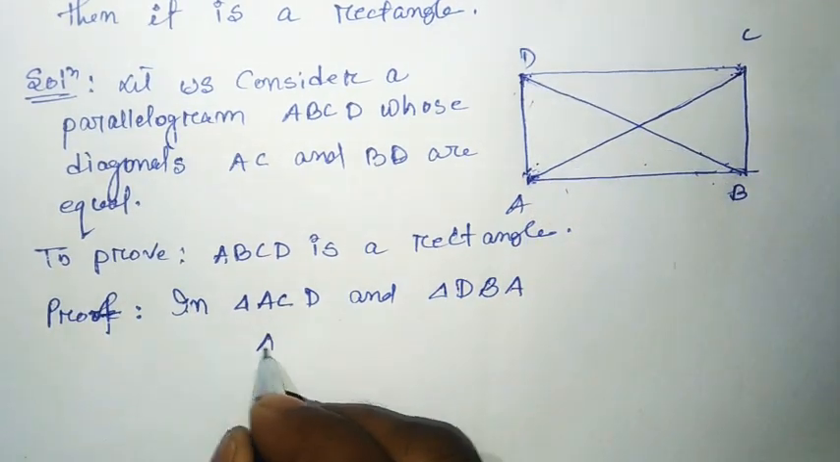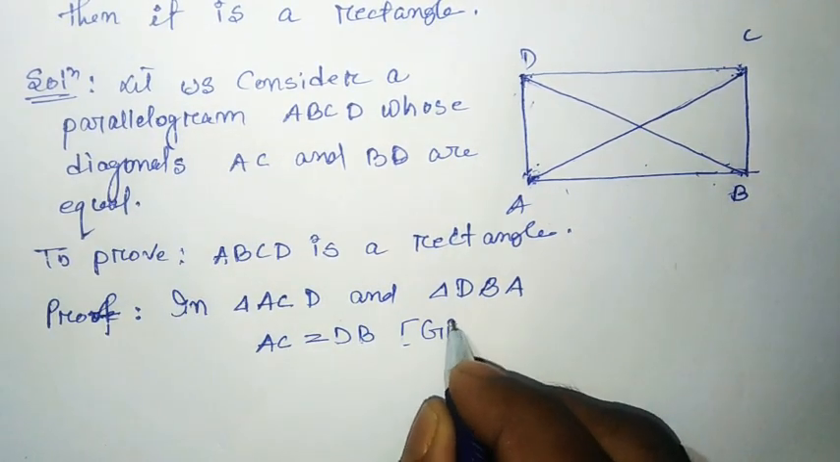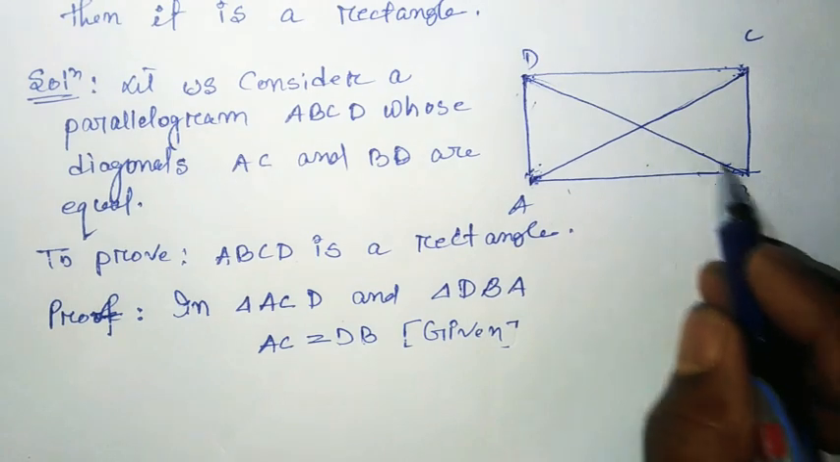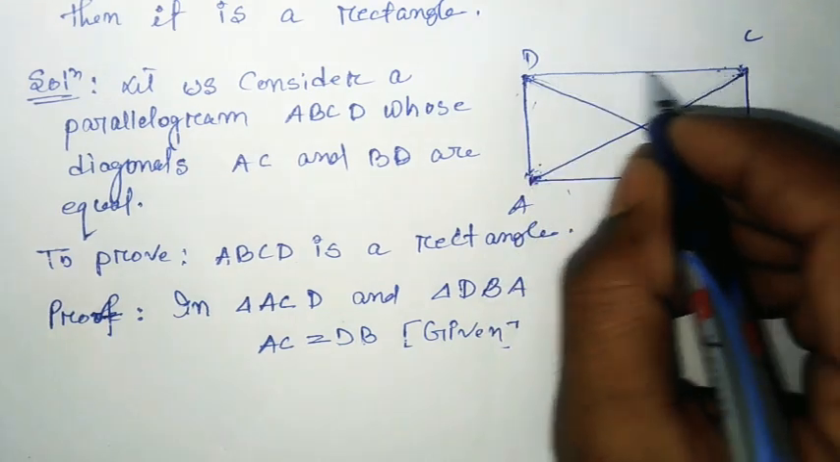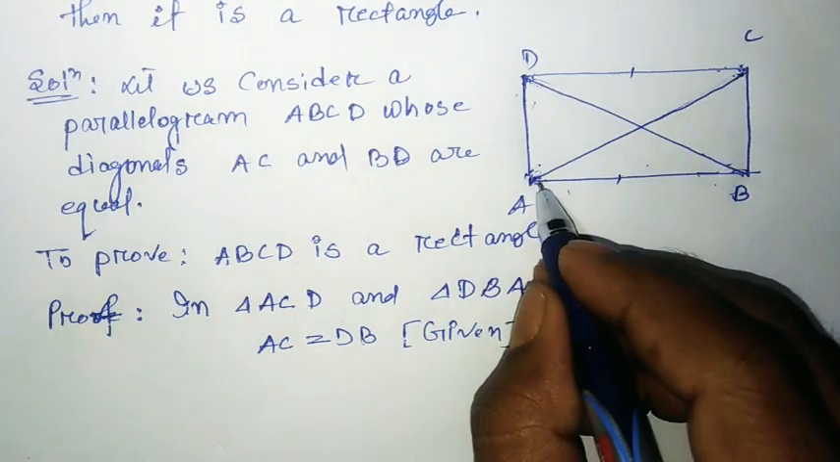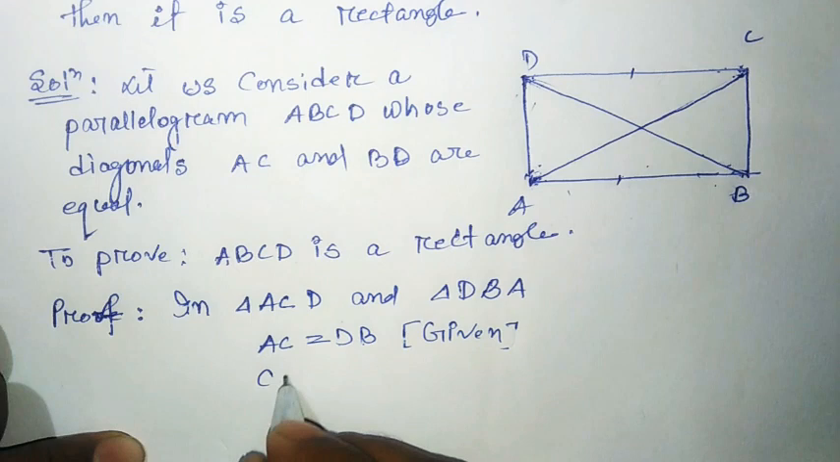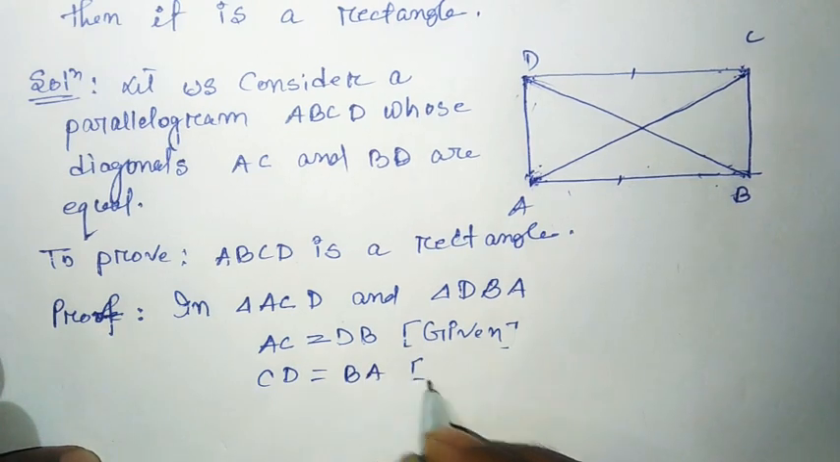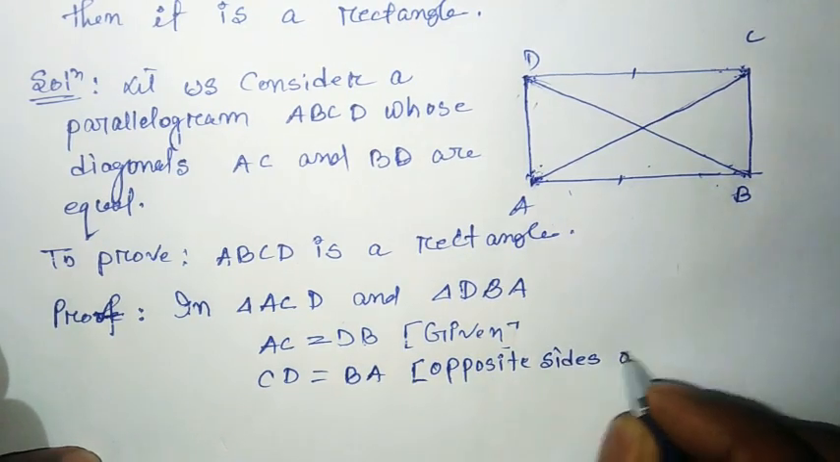So what parts are equal in these two triangles? AC is equal to DB, as it is said. Diagonals are equal, given. Can we write these two sides? AB is equal to CD. Yes, because opposite sides of a parallelogram are equal. ACD is taken first, so CD is equal to BA or AB. Opposite sides of a parallelogram.